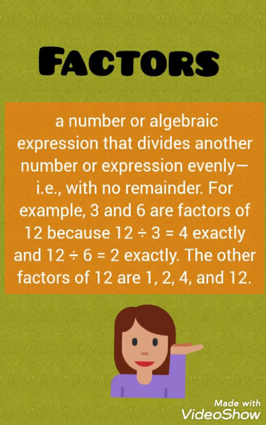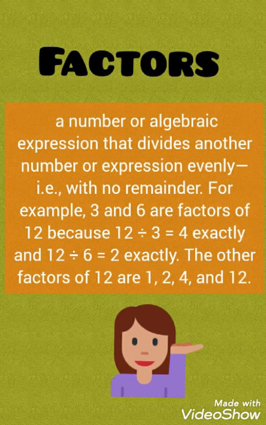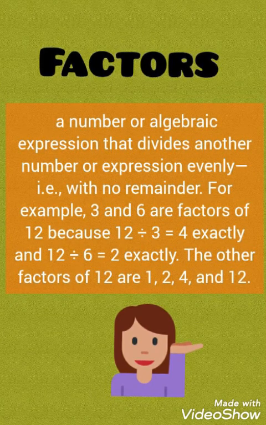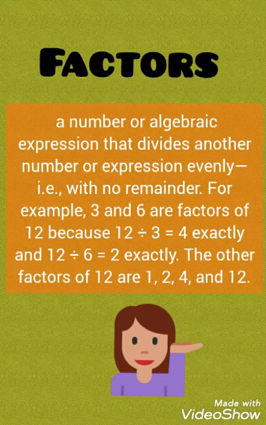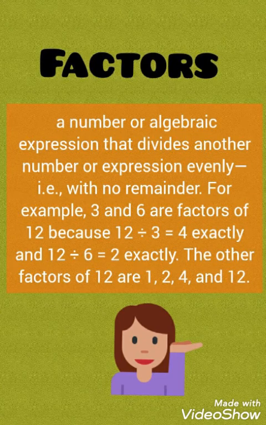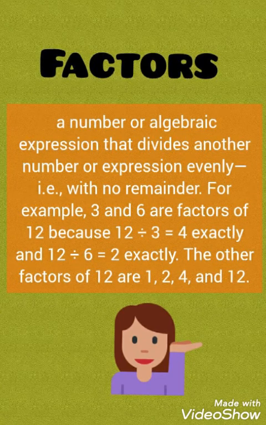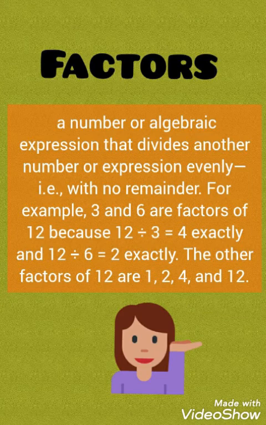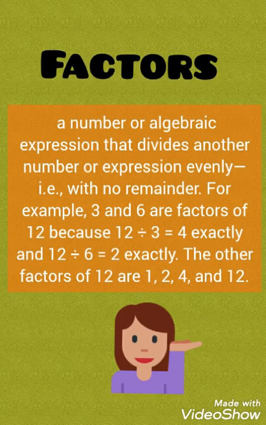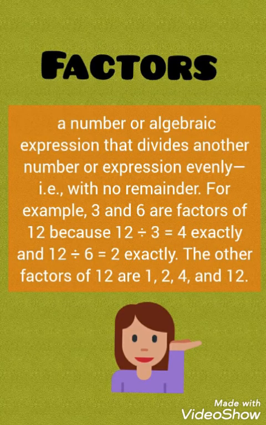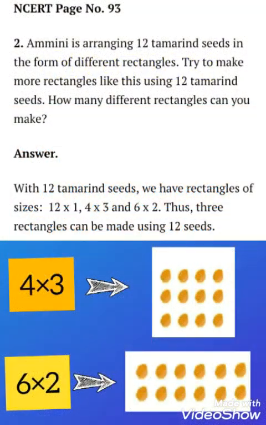Now what are factors? When you can divide a number with another number completely, meaning there will be no remainder left, then the next number is the factor of the first number. Just like when you divide 12 by 3, you will get 4 and 0 remainder, means no remainder. So 3 and 4 both are the factors of 12. Apart from that, how many factors does 12 have? 12 itself, 1, 2 and 4. And now let's come to the next part, that is on page number 93.